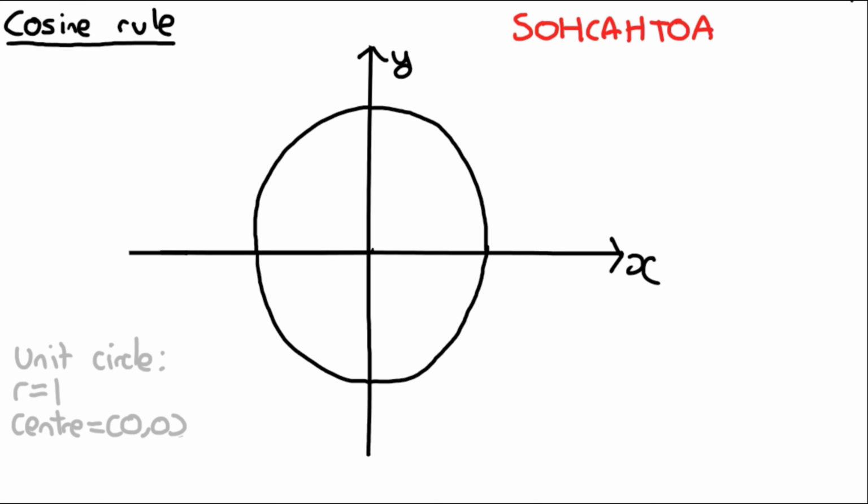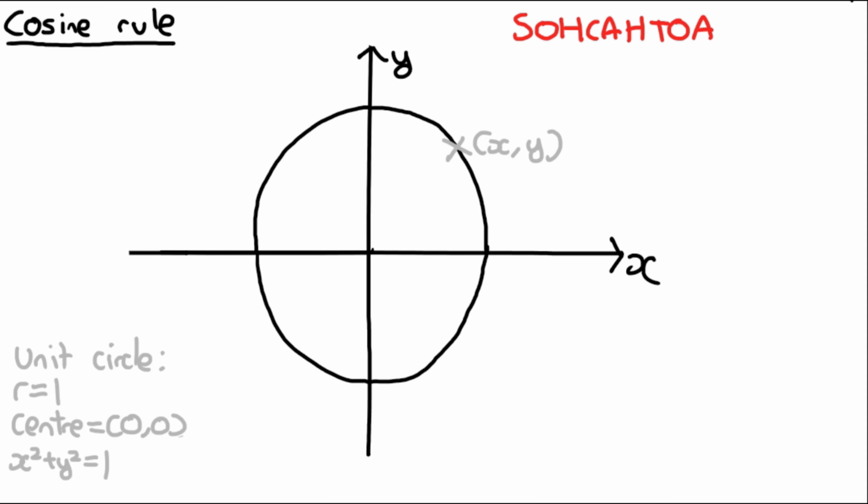If you think back to the circles chapter, it will actually just have an equation of x squared plus y squared is equal to 1, because it has a radius of 1 and a centre at 0, 0. Now, if we have a unit circle and we take any point that lies on the circumference of that unit circle, let's just take this point here, and let's call it x, y.